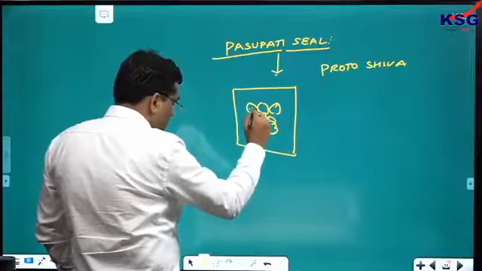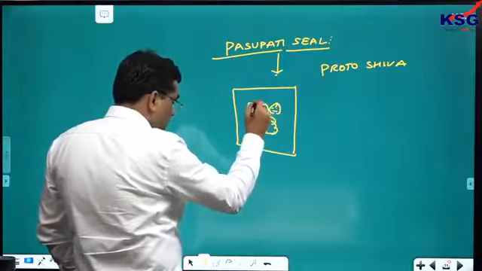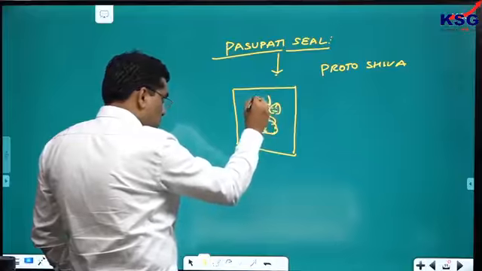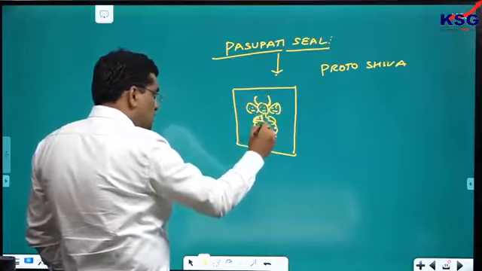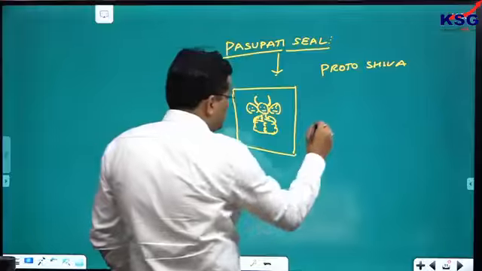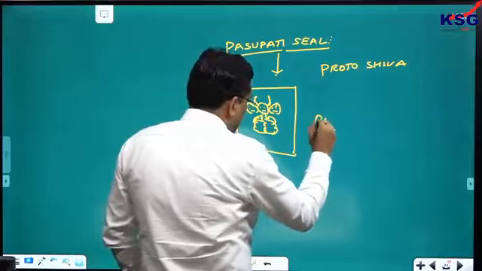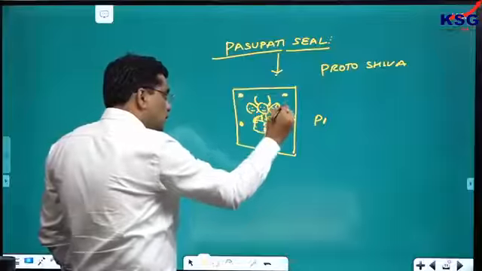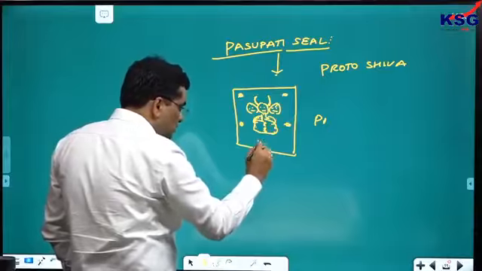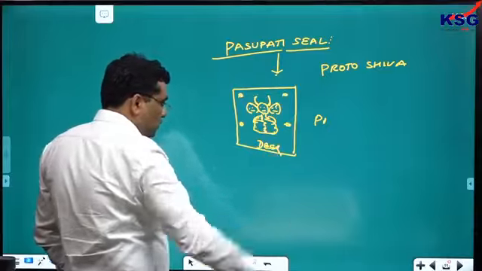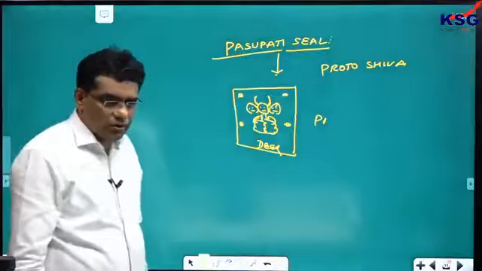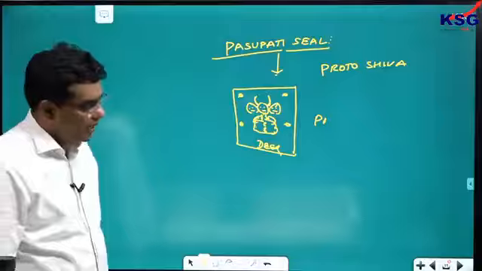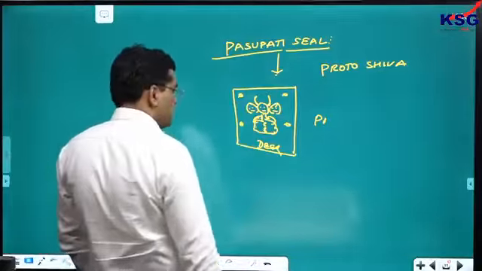Sitting in the yogic posture, with two horns. This is Pashupati, and there are animals surrounding him. There are four animals and there is one deer also. Rhinoceros is there, bull is there, buffalo is there, and tiger is there.